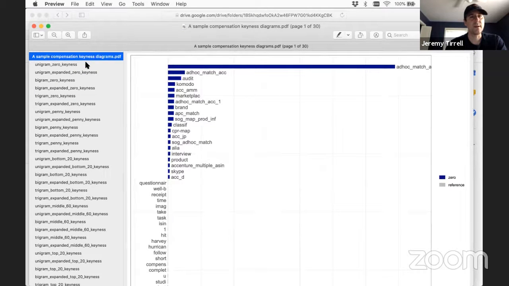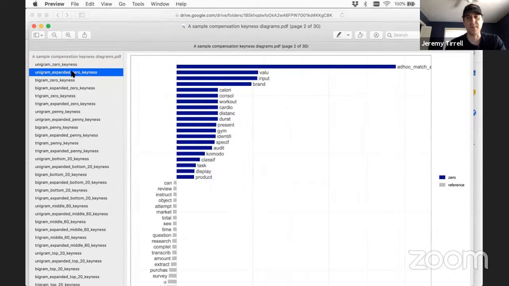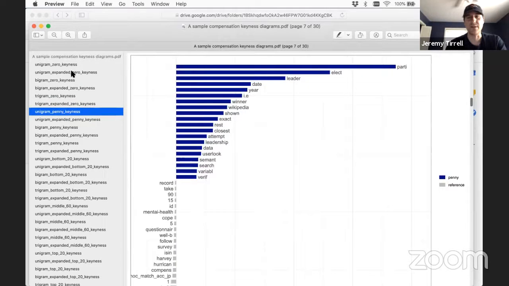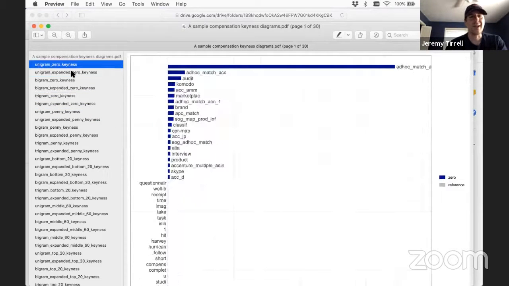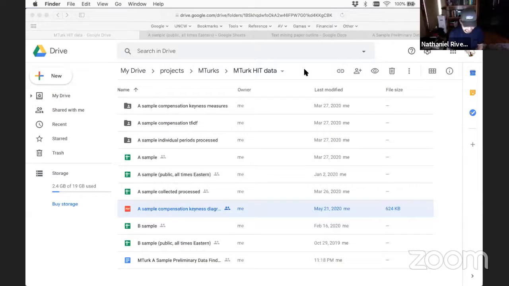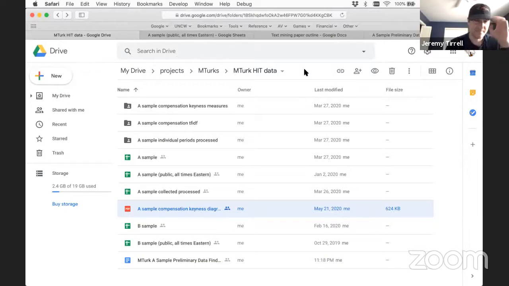But you can see here, this says unigram 0 keyness, right? This says unigram expanded 0 keyness. So it's much more useful if you actually look at this offline rather than online, because ideally each one of these would have a title, but I didn't put that in when I made these, and I'm not going back to fix that. It's too late now. I've done enough cleaning.